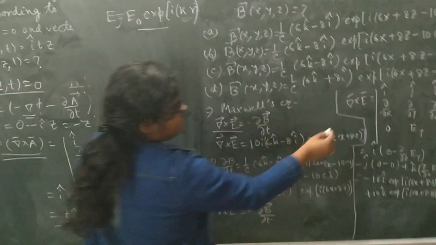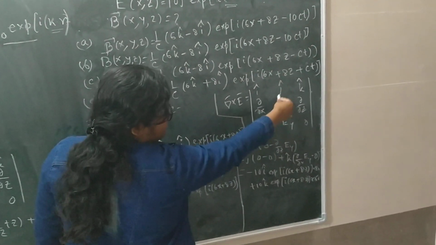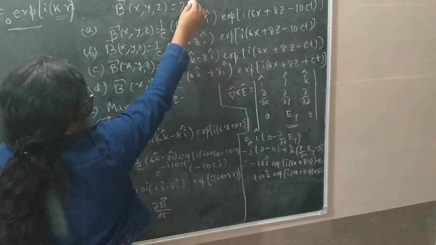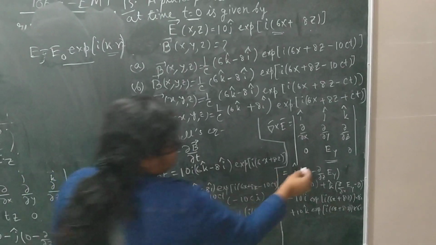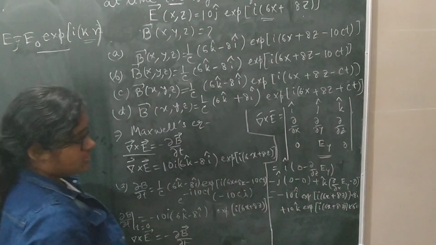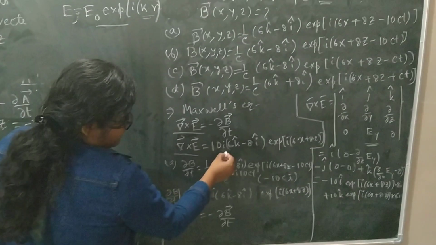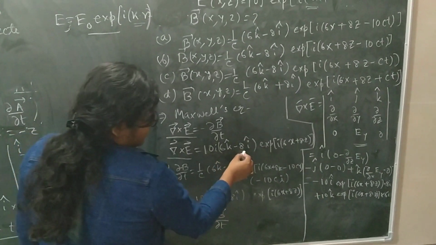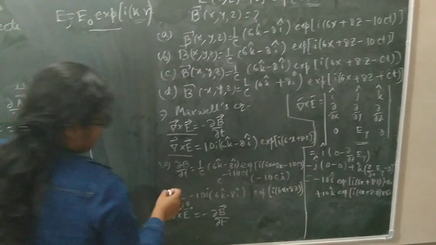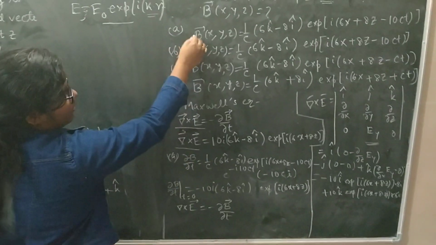So you calculate the curl of E this way: i cap, j cap, k cap, ∂/∂x, ∂/∂y, ∂/∂z, and here the electric field component is along the y direction. So Ex and Ez will be 0 and we are left with only the Ey term. So we find that curl of E equals 10i into (6k cap minus 8i cap) exponential i(6x plus 8z). Suppose we are choosing option A, we take ∂B/∂t of option A.